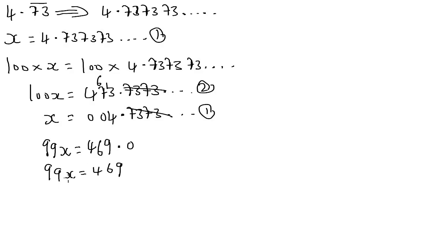469. So at this point, we can divide through by 99 in order to isolate the value of x. Therefore, we have x equal to 469 divided by 99. So the question is, do we have any number that can reduce 469 and 99 at the same time? What do you think? Well, I can't think of any number at the moment.